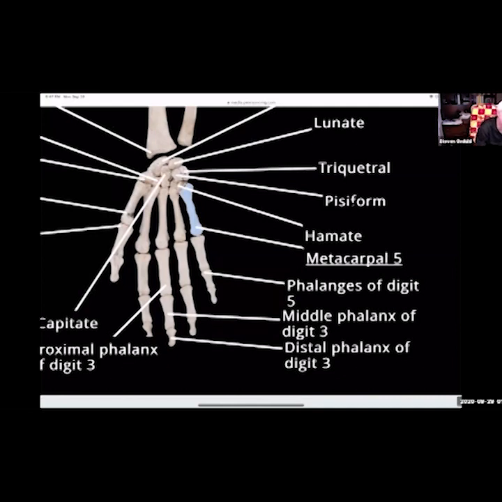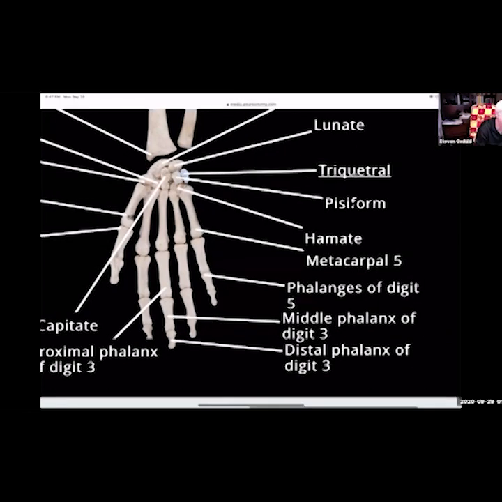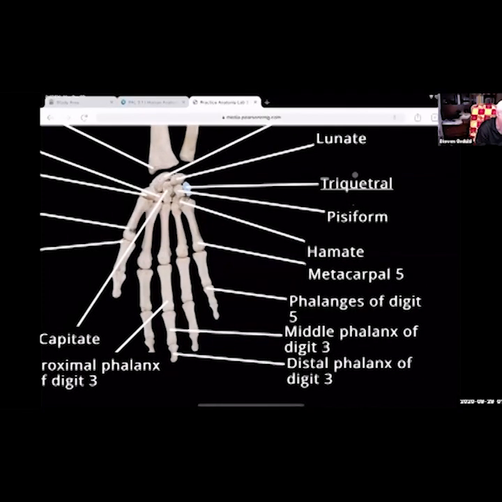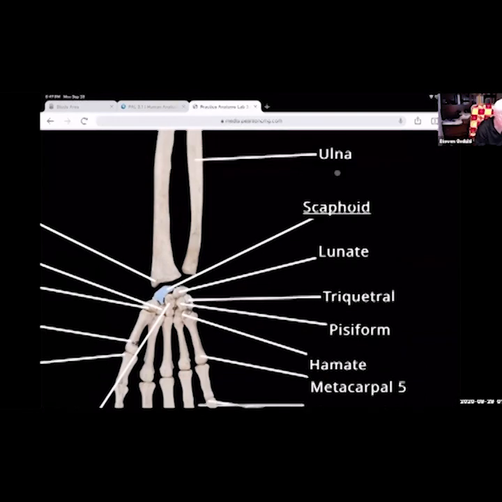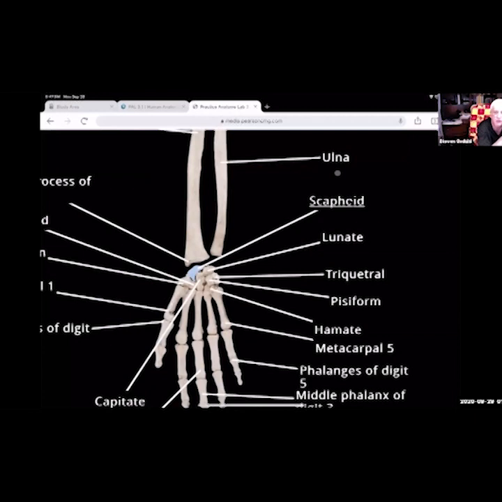Then the other bones of the hand: you have the hamate, you have the pisiform, and the triquetral bone. You also have the lunate. You can see where they're highlighted, and the scaphoid. All make sense?